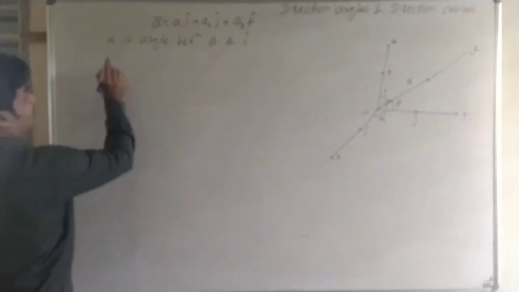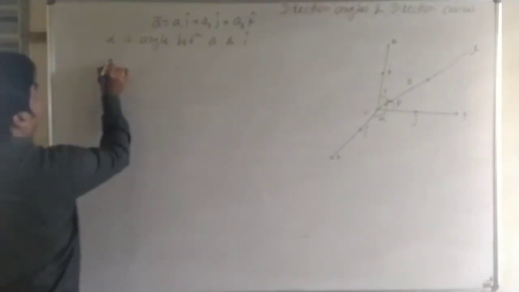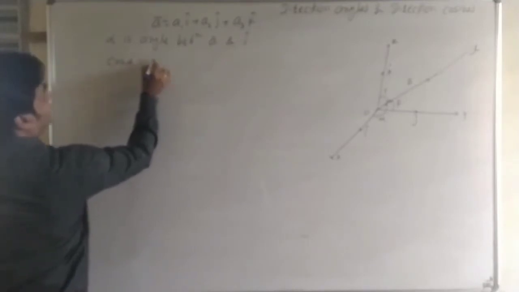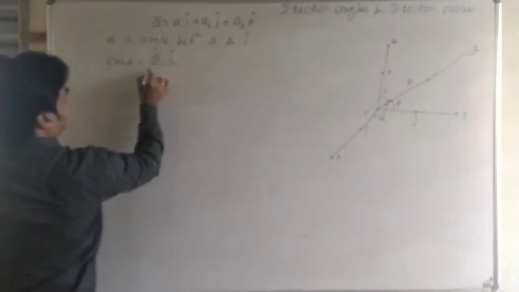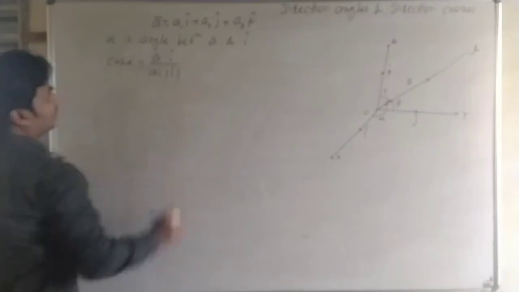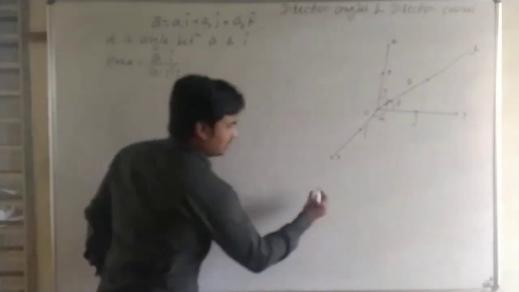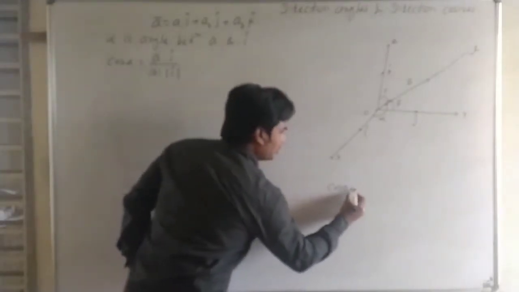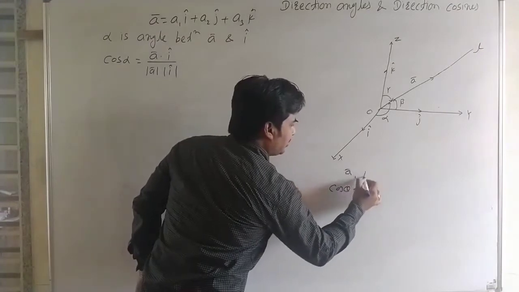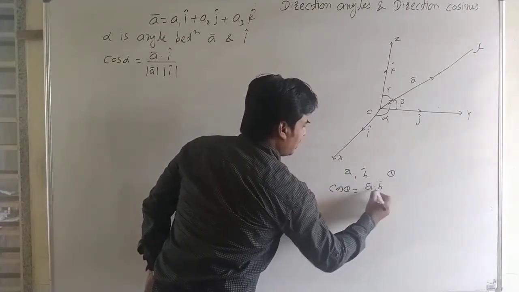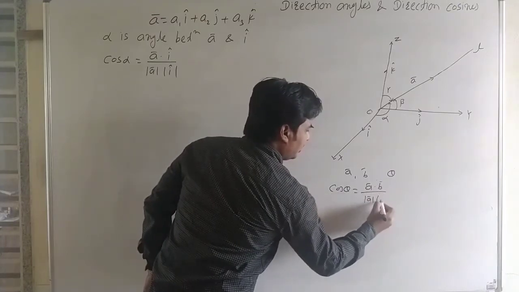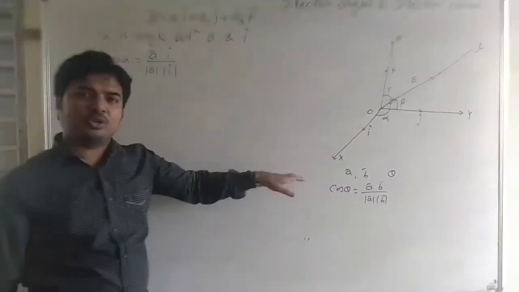We know that the formula for the angle between two vectors: cos alpha is equal to a bar dot i cap upon magnitude of a bar into magnitude of i cap. We know the formula for the angle: cos theta, where a bar and b bar are the two vectors and theta is the angle between them, is a bar dot b bar upon magnitude of a bar into magnitude of b bar. It is the angle between two vectors.